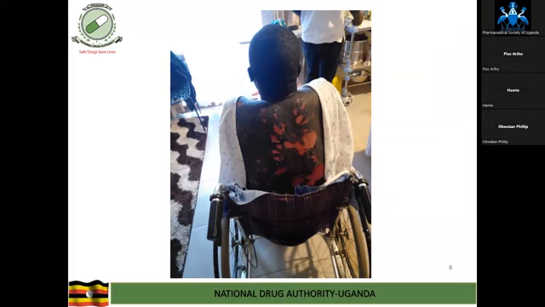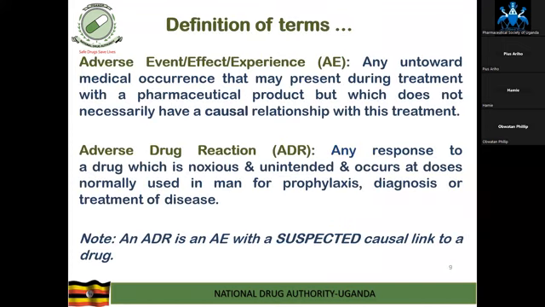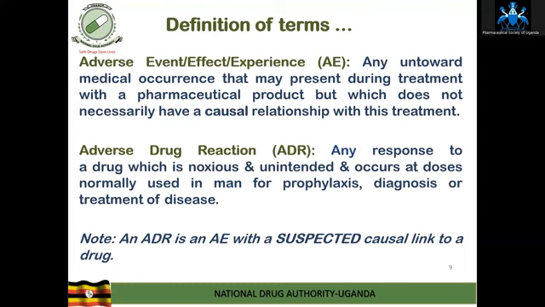So we'll start by defining a few things. These are the major definitions in pharmacovigilance. Literally, what we all need to know. The first definition is the adverse event, which is any occurrence that presents during treatment. And it's an event. It may not specifically be a reaction, but it's an event that will happen while you're taking treatment. You may not even have a relationship with the treatment. I'll explain that with an example.